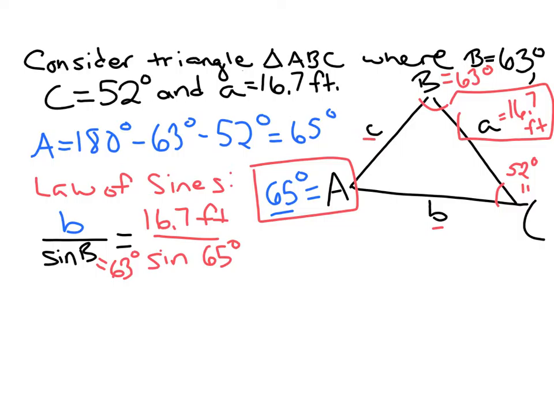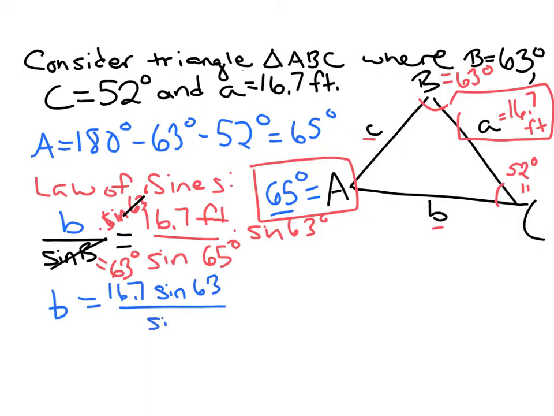Okay, so to find side b, we're just going to multiply by sine of 63 degrees on both sides, so that these cancel, and now we just have to multiply out this. So b is 16.7 feet times sine of 63 degrees over sine of 65 degrees.